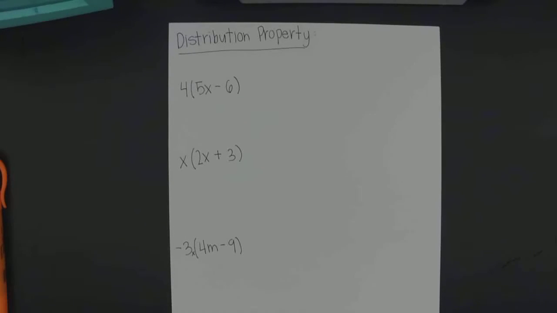Hey 7th graders, so in this video we're going to talk about the distributive property. The distributive property is just a form of multiplication. That's all we're doing. When I distribute something, I am doing multiplication.